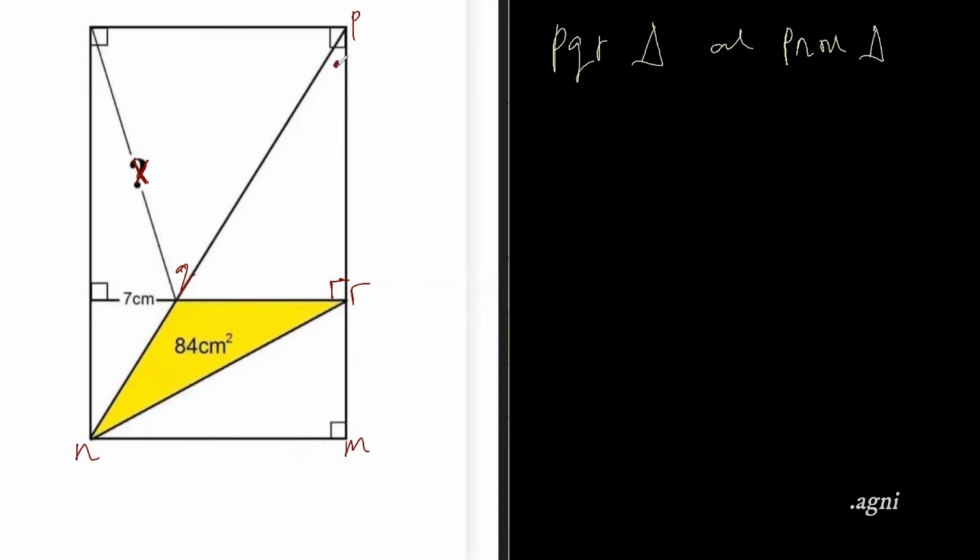This angle is a common angle for both these triangles, right? It's a common angle, so they are equal to each other. And this is 90 degrees. This is 90 degrees. So out of three angles, two have been matched. So we can say triangle PQR and triangle PNM are similar to each other, right?